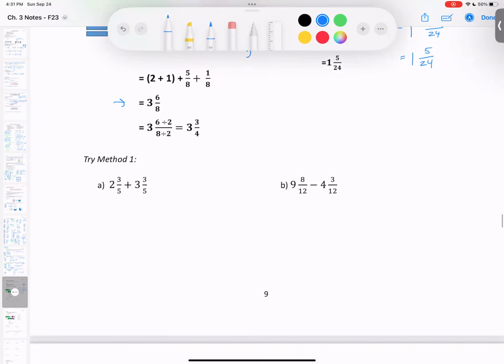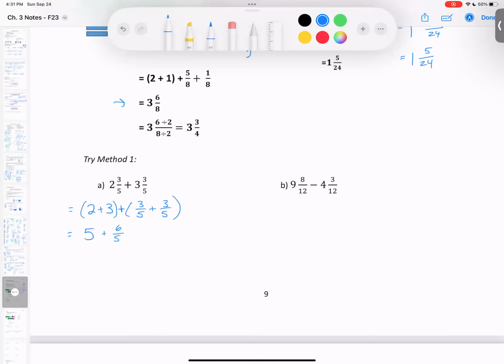All right, let's try these two examples. So we've got 2 and 3/5 plus 3 and 3/5. So first we're going to add up our whole numbers, 2 plus 3. Then we're going to add up our fractions. So 3/5 plus 3/5. This one's going to get a little interesting. Okay, 2 plus 3 gives us 5. Then we're going to have 3/5 plus 3/5. Well, that gives us 6/5, which is greater than 1.